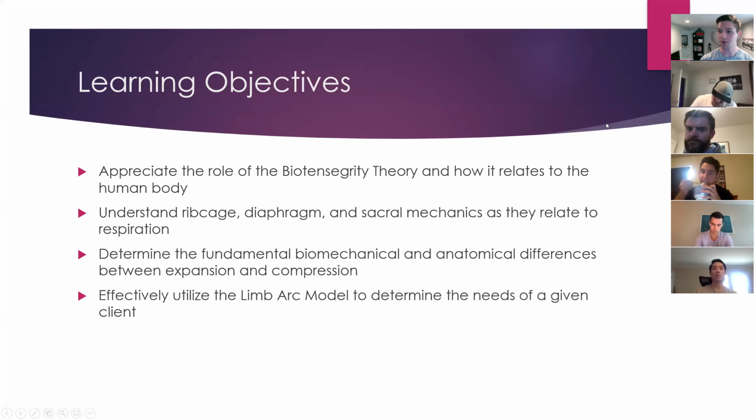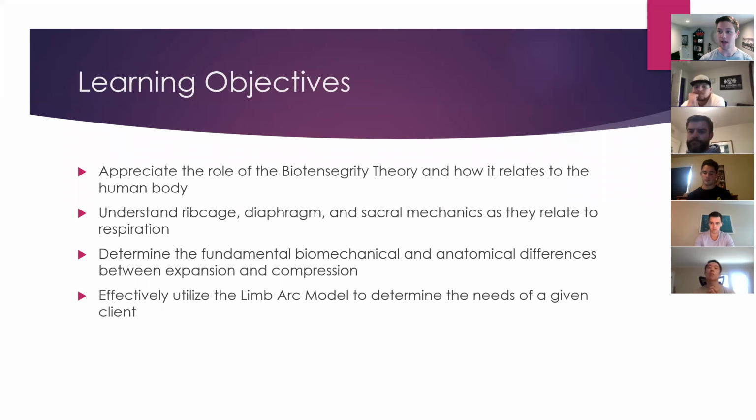So today we're going to appreciate the role of the biotensegrity theory and how it relates to the human body. We're going to appreciate how this feeds into rib cage, diaphragm, and sacral mechanics, and then determine the fundamental and anatomical differences between expansion and compression. These words we hear on Instagram all the time, right? We actually want to define those and understand them. And then effectively utilize the limb arc model to determine the needs of a given client.